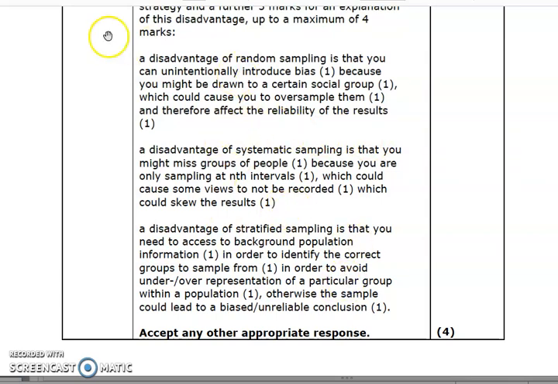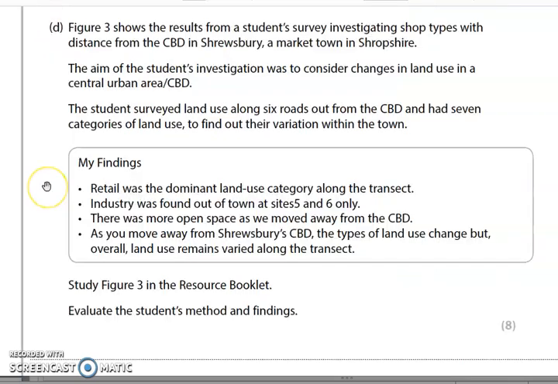Now you've seen the mark scheme here. Now move on to the 8-mark question. And it's really important. You can see there's a lot of information here before you even start to write your answer. And you must read every bit of information that's there.